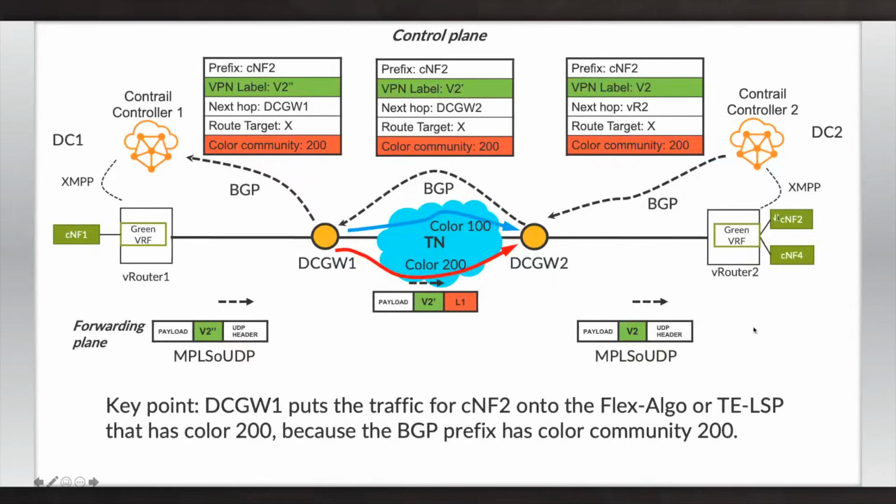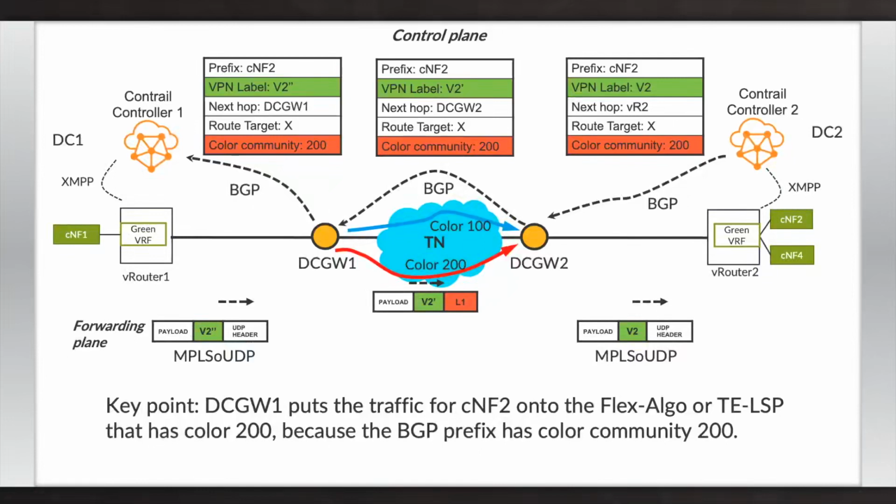And so overall, you can see in a nutshell that simply by adding the correct color community to the prefix, that triggers DC gateway 1 to launch the packet onto the correct transport, onto the correct flex algo, for example. So you can see the color community mapping providing this convenient mechanism of ensuring that we're using the right transport, even if the start of that transport is multiple hops away from where the traffic originated, way back here on the compute resource in this data center on the left-hand side.